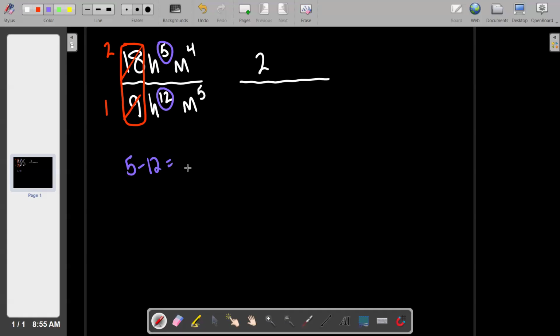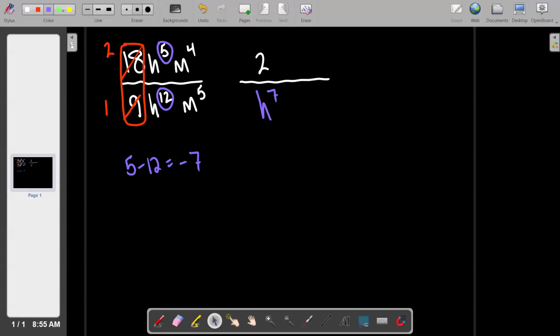And that equals negative 7. So I have h to the 7th power, but because the answer that I got was negative, that means there's more of them on bottom than on top. I'm going to put the h to the 7th on the bottom. When there's more on bottom than top, you're going to see that by the answer to that subtraction being a negative.